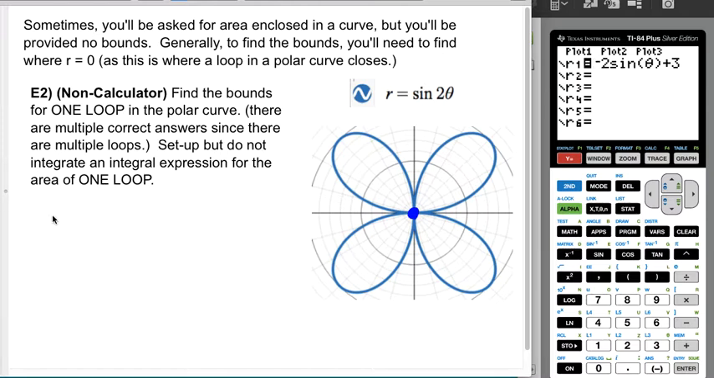So to find the bounds, what I need to do is set r equal to 0.